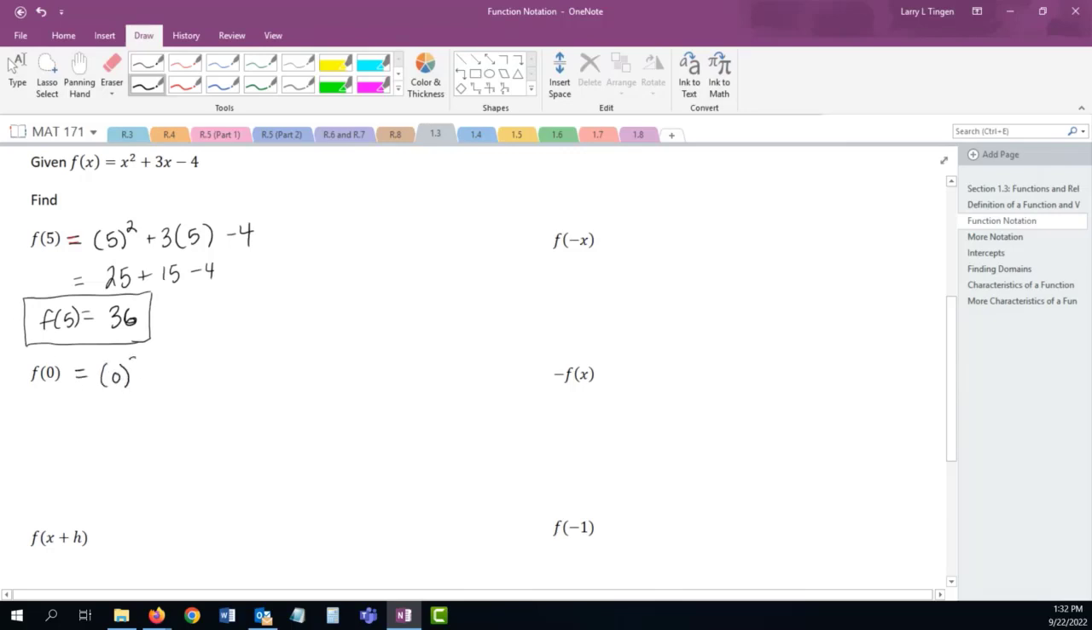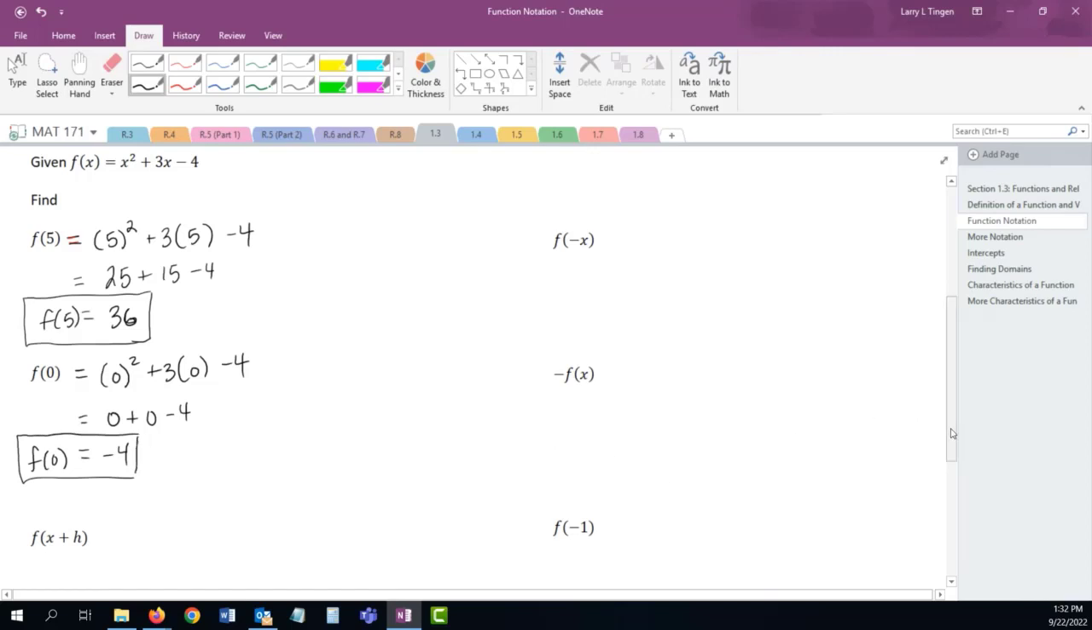So f at 0, even when it's 0, it's never a bad idea to use parentheses. If you don't use parentheses here, this would look like 30, right? And you're exactly right, Andrew. F at 0 means every term that has an x in it is going to go to 0 because I'm multiplying it by 0. So this is going to be 0 squared, which is 0, plus 3 times 0, which is 0, minus 4. 0 plus 0 minus 4 is negative 4. So f at 0 is negative 4.